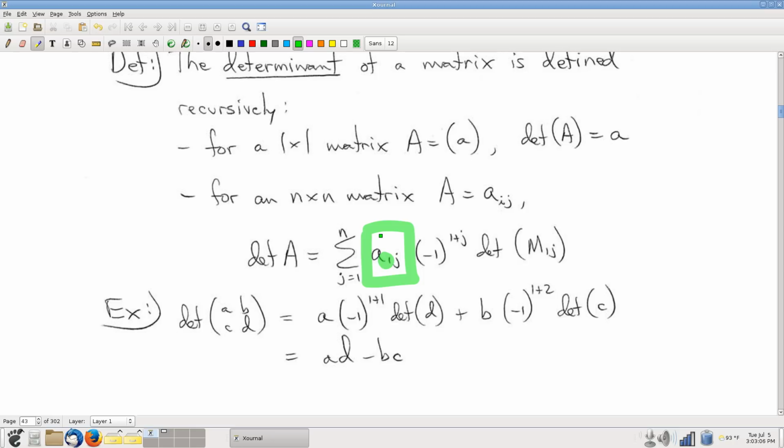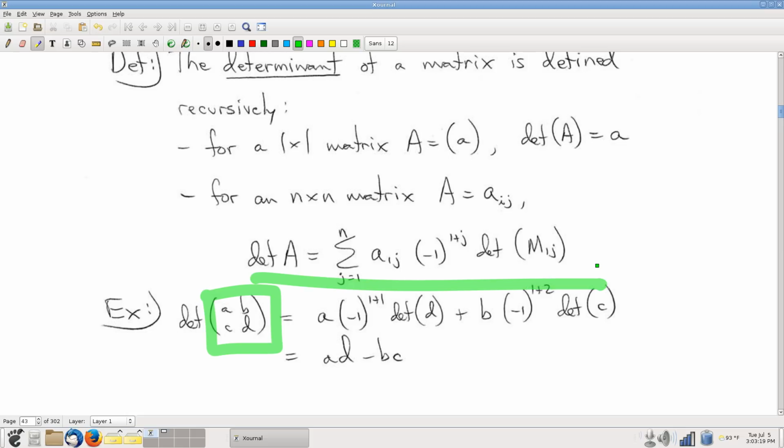Always in the first row, per the definition that we're going to be using here. We'll talk later about different versions of this. Okay, all right, so let's crank one out. Let's consider this 2 by 2 matrix, and let's use this formula to write down the determinant. Let's see how this formula applies in this case.